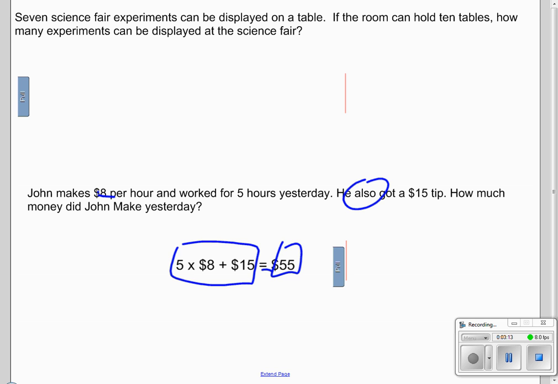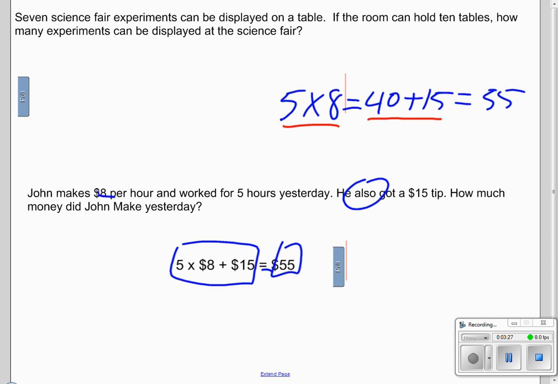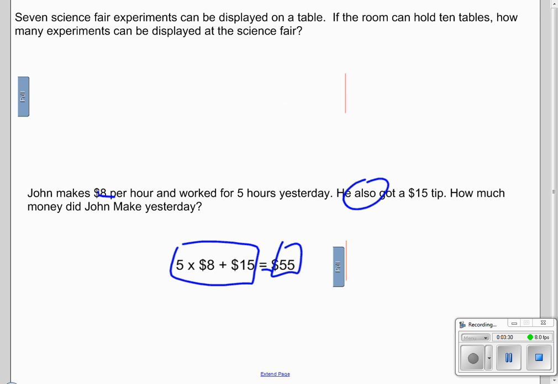The one thing I want to make sure you do not do is this: 5 times 8 equals 40 plus 15 equals 55. This is totally wrong because this says 5 times 8 equals 40 plus 15, and that is just not right. Make sure you have the whole thing on one side: 5 times 8 plus 15 equals 55. If you have to solve them separately, do that on the side, and then write your expression all at once.